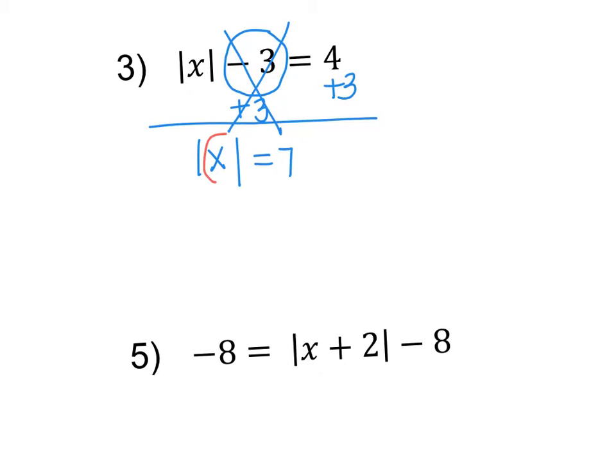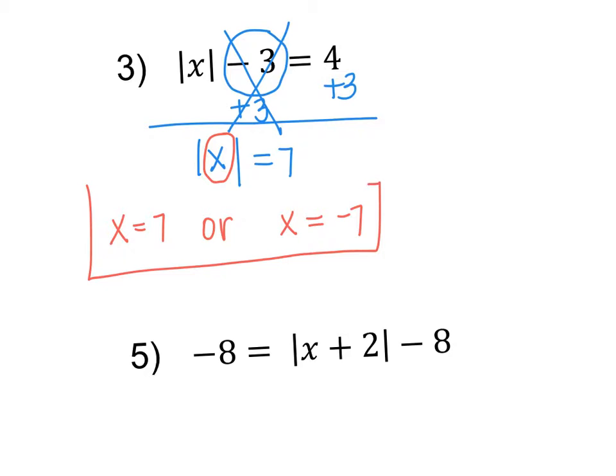Then take the stuff inside, which in this case is just x, and say x equals 7, or x equals negative 7. Just make the answer negative. And these two answers together are our final answer for the problem. Either one of those numbers can get plugged in for x to give you the right answer.